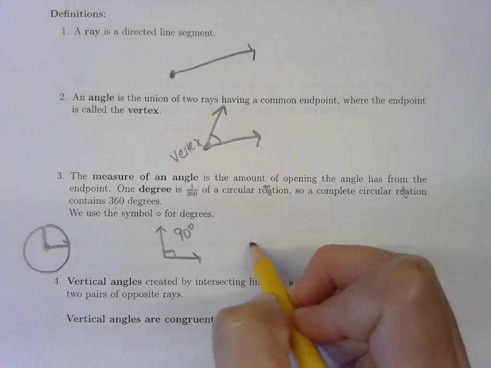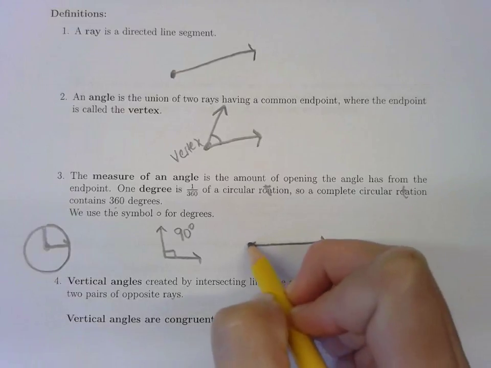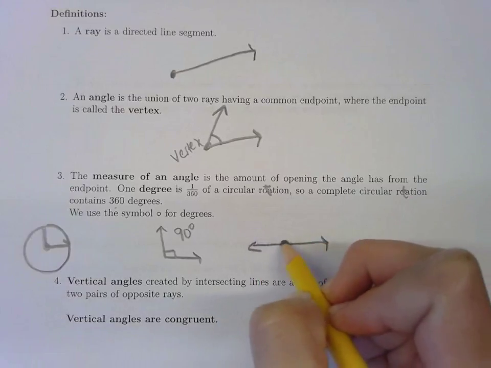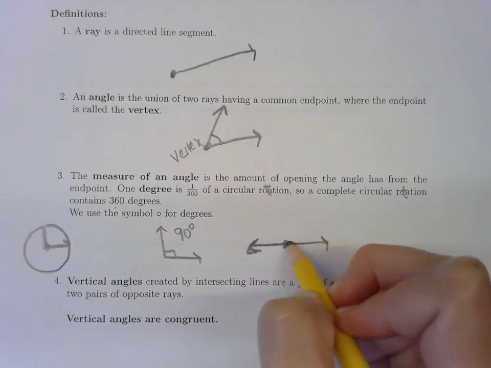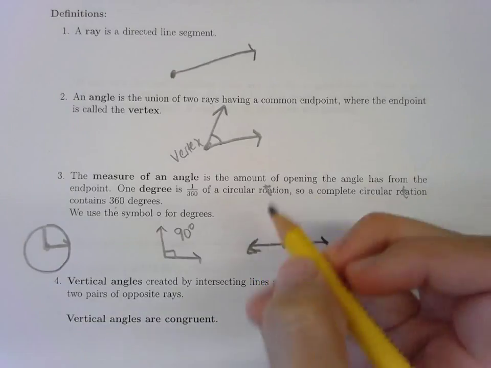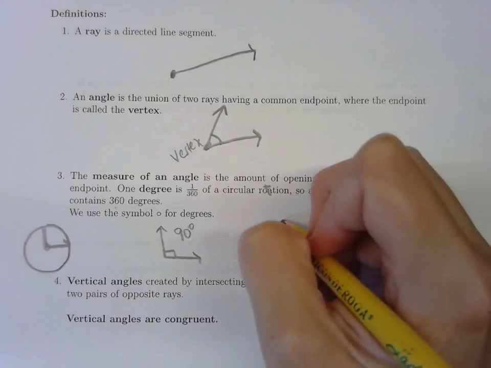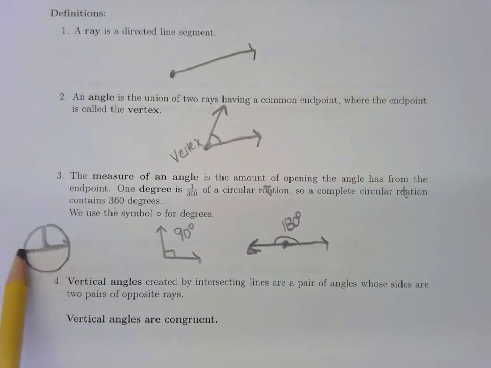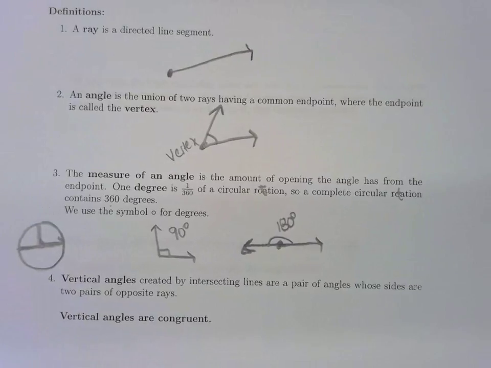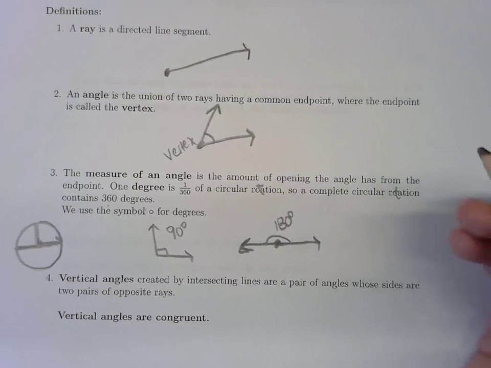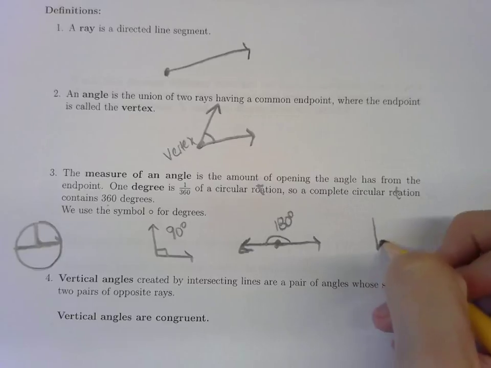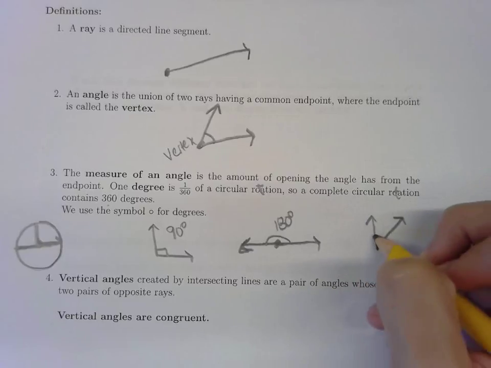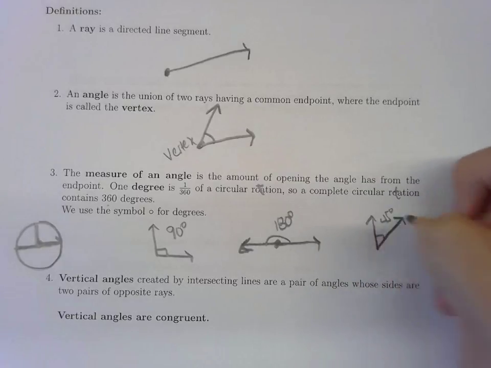Another really common angle is a straight angle. Here would be the endpoints for the rays, so you have 2 rays coming together to form a straight line. So what would this angle be? This is 180 degrees. Looking back at your circular rotation, that's half of 360. Something like this, which I didn't measure so it's not exact, might be 45 degrees.